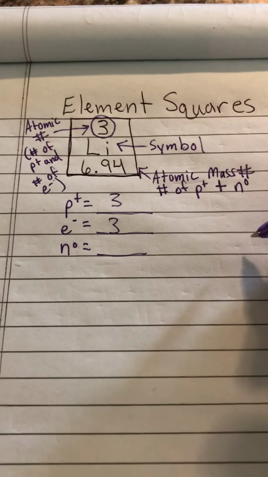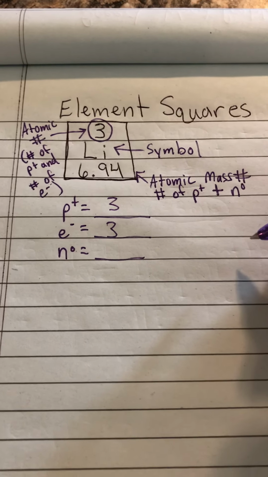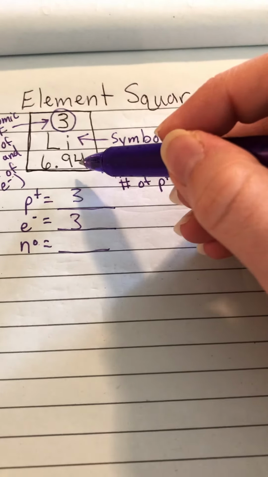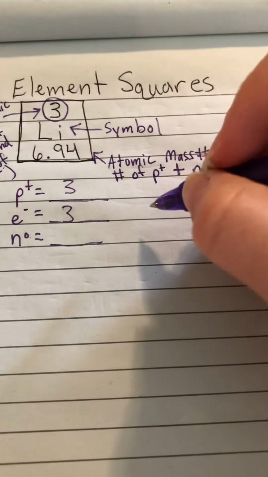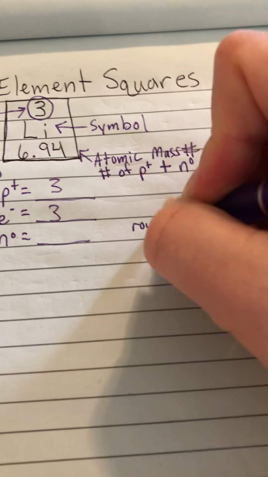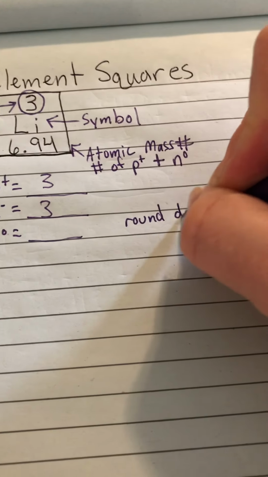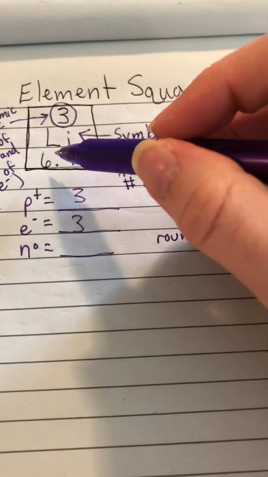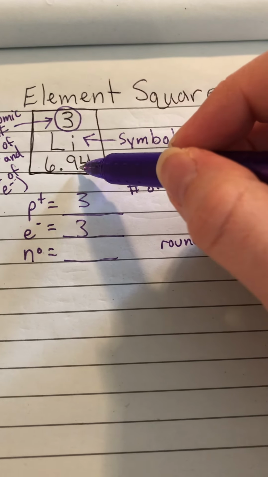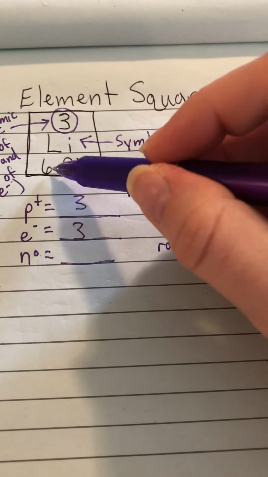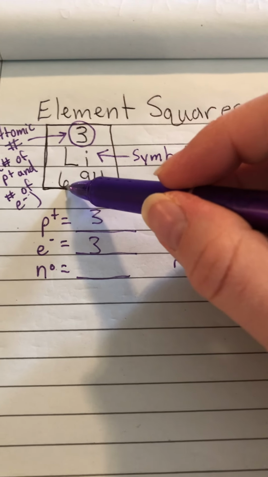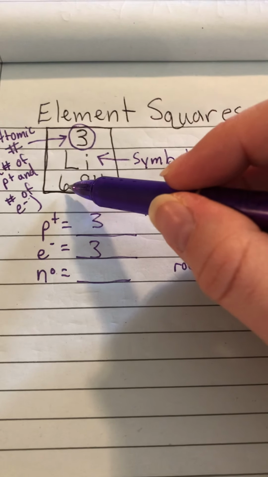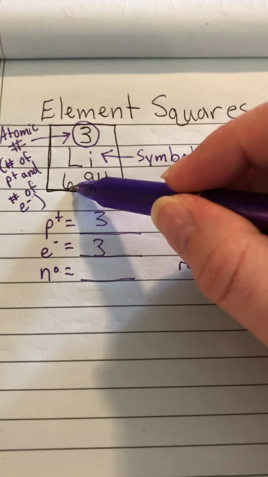Now, the number of neutrons is a little bit tricky. Not too much, though. You do have to do a little bit of math. We need to round this decimal. So the first thing that we're going to do is round the decimal, 6.94, to the nearest whole number. So basically that means this will either stay what it is or go up 1. It's either going to stay a 6 or go up to 7.